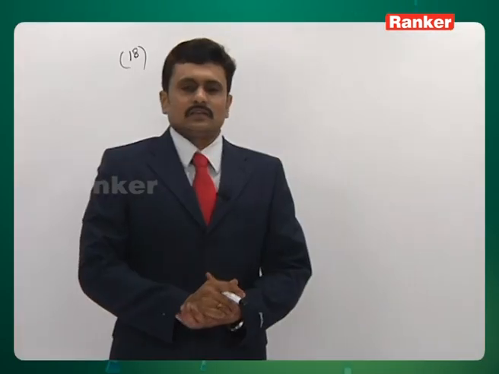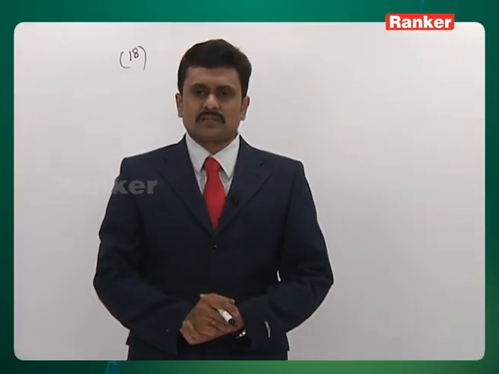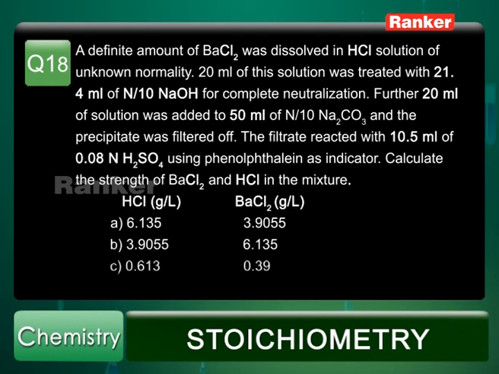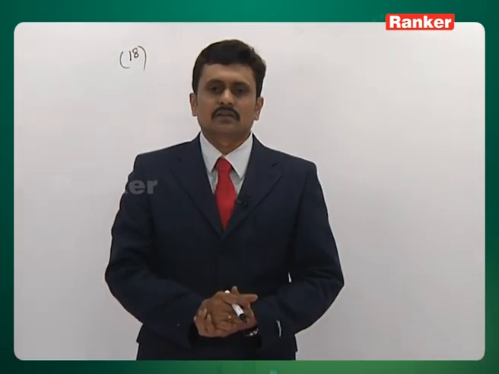In the next question we have a definite amount of barium chloride and HCl with unknown normality. 20 ml of this solution was treated with 21.4 ml of 0.1 normal NaOH for complete neutralization. Further, 20 ml of the same was added 50 ml of sodium carbonate 0.1 normal, and the precipitate was filtered off, and the filtrate reacted with 10.5 ml of 0.08 normal H2SO4 using phenolphthalein as indicator. Calculate the strength of barium chloride and HCl in the mixture. That is, you have been asked to find the weight of each in the mixture.